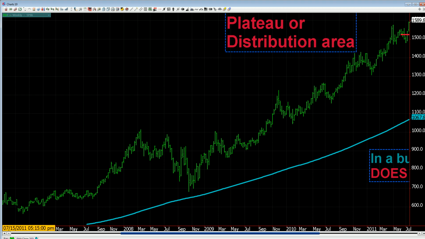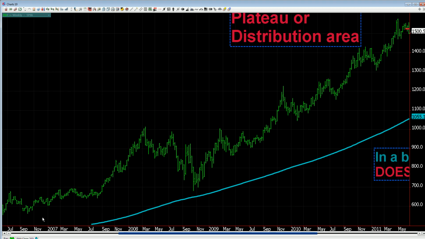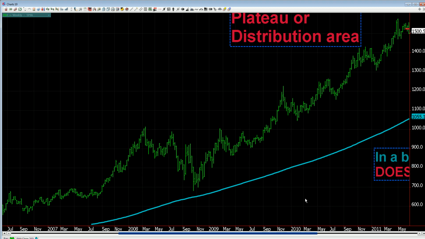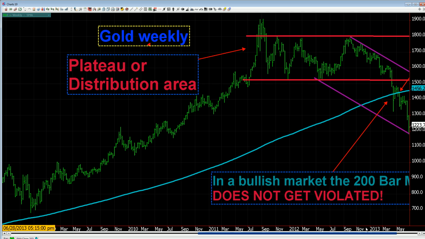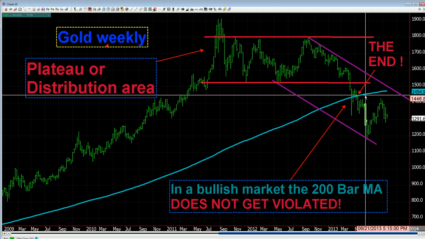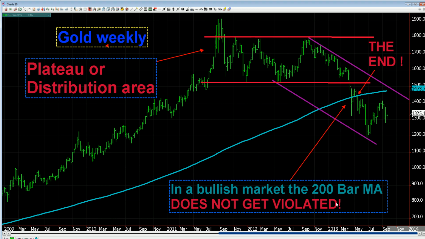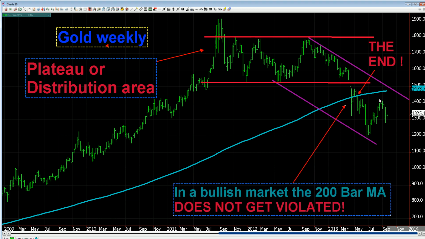This is a bull market since 2006 when it started. You have not touched the 200 bar moving average. Not at all. Gold bugs, pay attention. Here we are. The crisis seems to be over. The Fed's even considering raising rates, and we break the 200 bar moving average. That, my friends, is proving we are now in a bear market in gold.